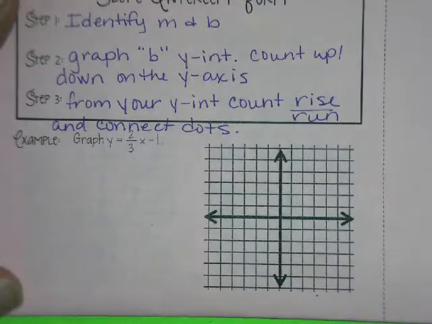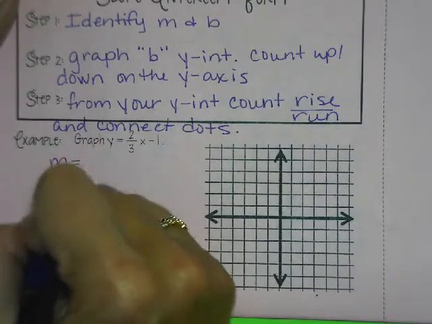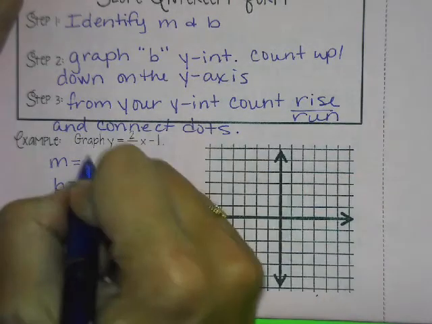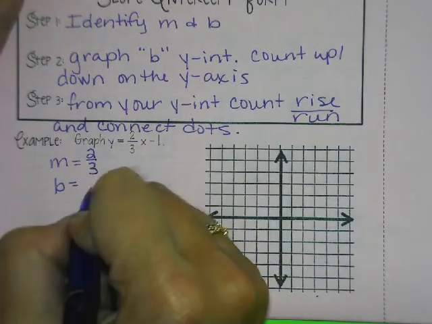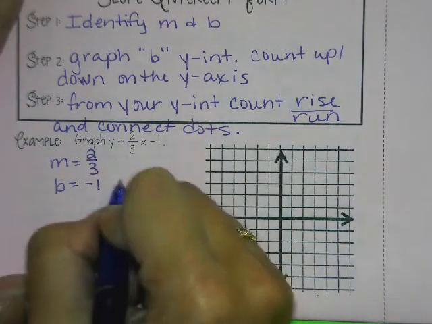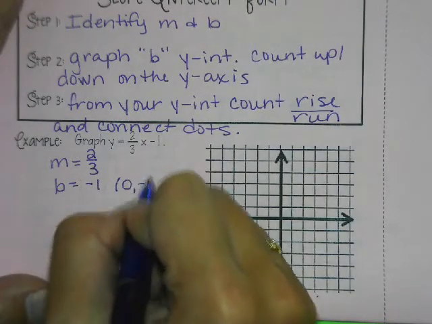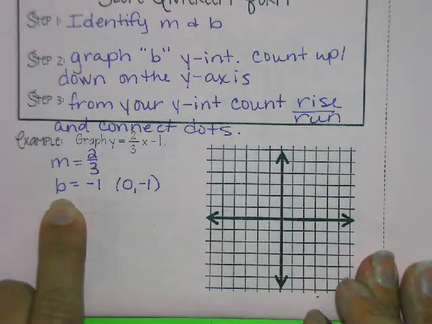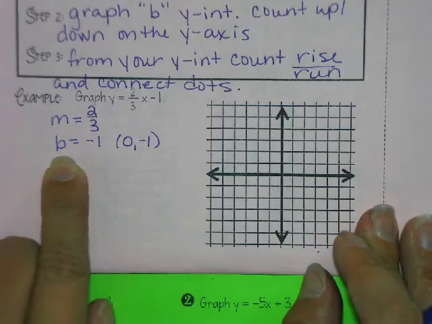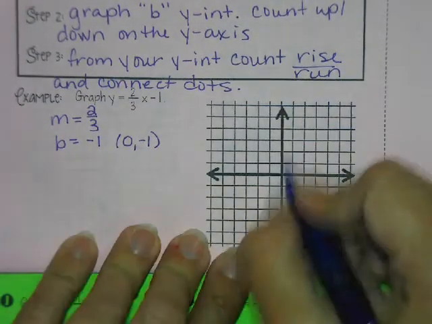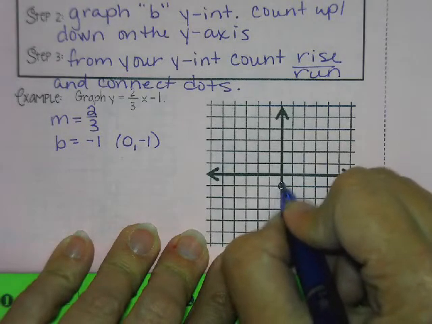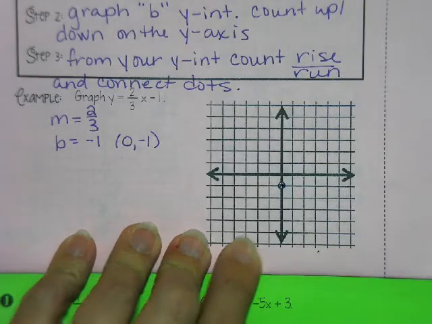Okay, identify your m and your b. Our m is always the coefficient of x, so m is 2/3. B is negative 1. So on the graph, that looks like 0, negative 1. That's the y-intercept. So again, B is your beginning. That tells us you're going to start there when you're graphing it. So up or down on the y-axis, it's a negative. I'm going to go down. So dot at 0, negative 1.